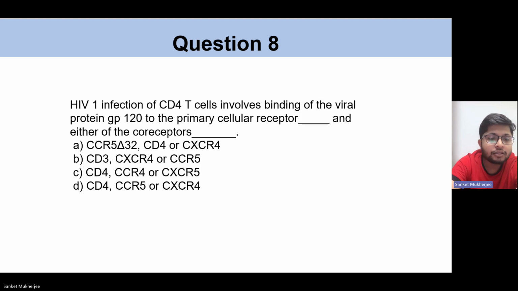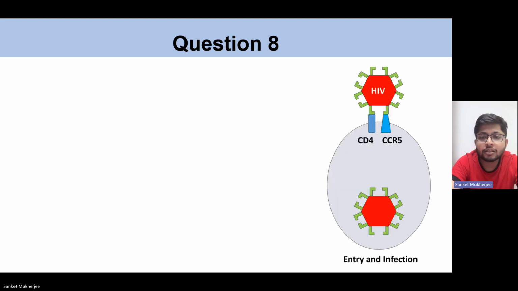Okay, so the answer would be it binds to the cellular receptor CD4, and the co-receptors are CCR5 or CXCR4. If you see the diagram here, we have discussed in detail the replication cycle of HIV. It binds to the CD4 receptor on an immune cell, and there is a co-receptor CCR5 where it binds, which causes the internalization of this virus.